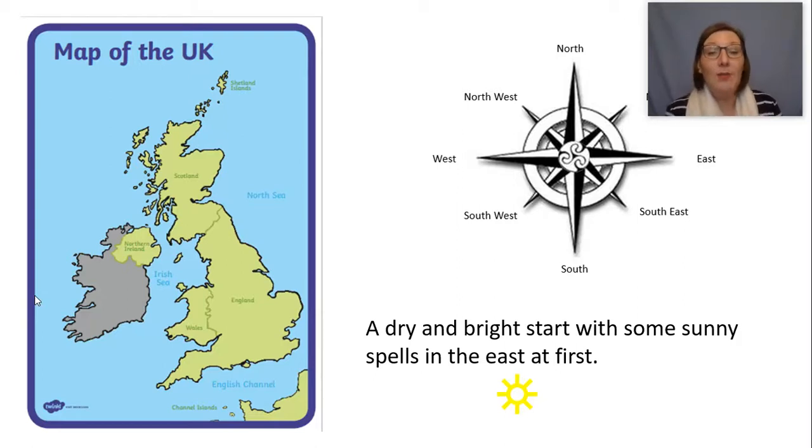So a dry, bright start with some sunny spells in the east at first. Where would I put my sun icon? Where would I put that symbol on my map? It needs to be in the east. Where would that be? Can you pause the video? Have a go at that now.